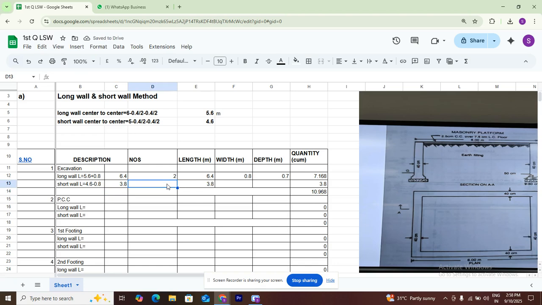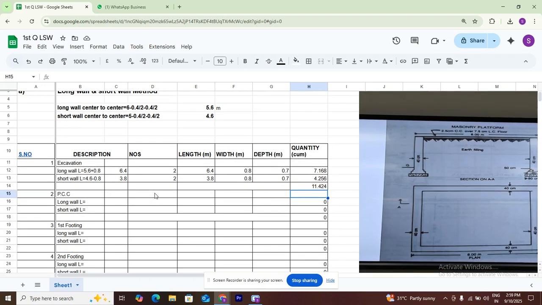This is how many short walls? Two numbers of short walls. The thickness and depth are all the same, they remain the same. What is the quantity? Quantity is nothing but all these numbers and length and width and depth we need to multiply. Total excavation is 11.424 cubic meters, the total excavation around the building.